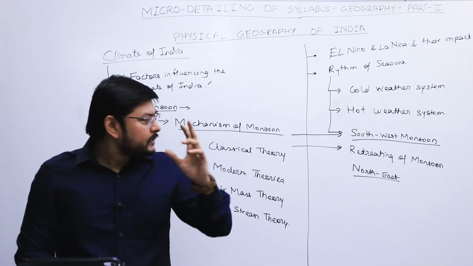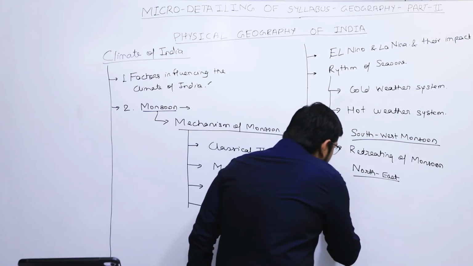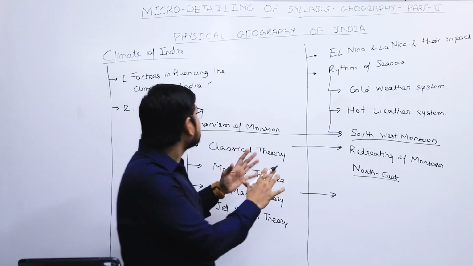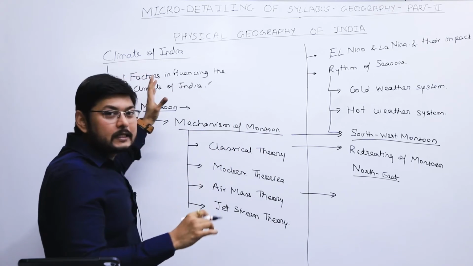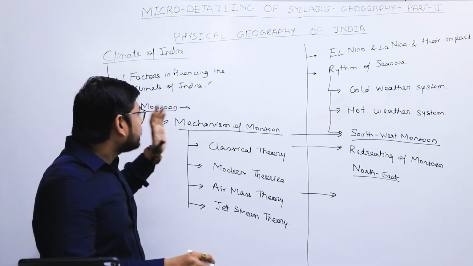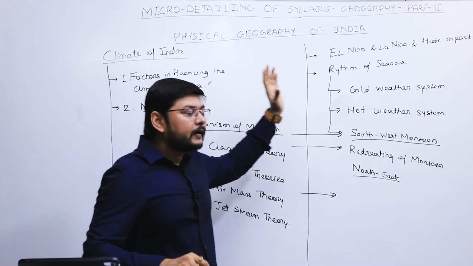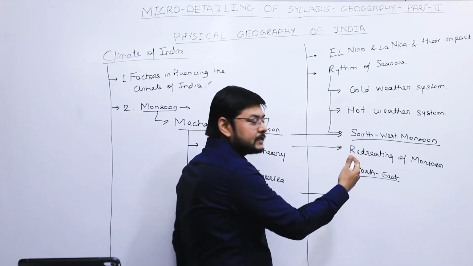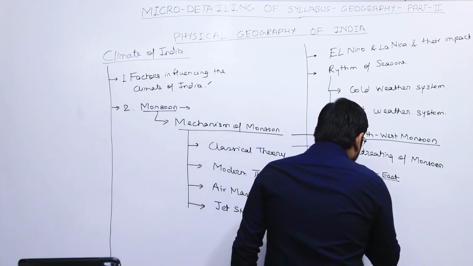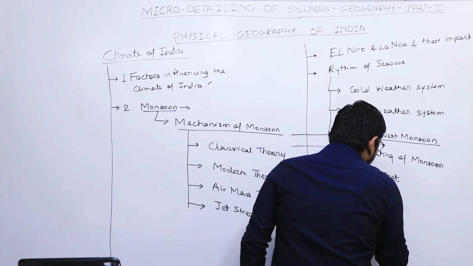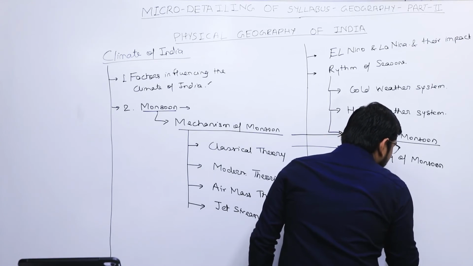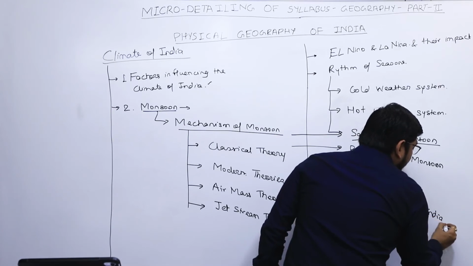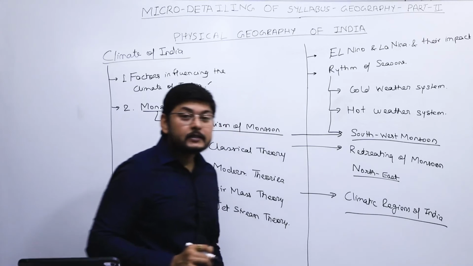Then after this we'll be looking at what are basically the climatic regions of India, how these factors, for example, the influencing factors of the climate, then the mechanism of monsoon, the different parts of the monsoon, the summer season, the winter season, how they make the climatic regions of India.